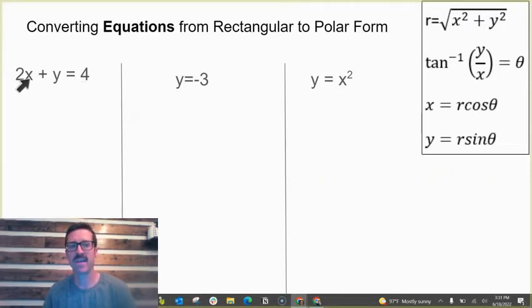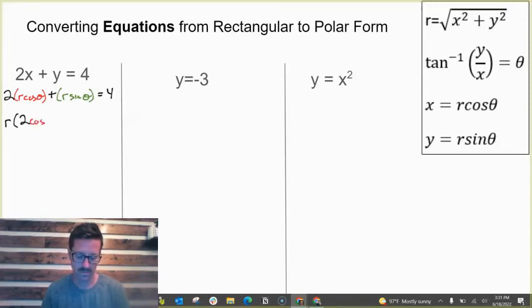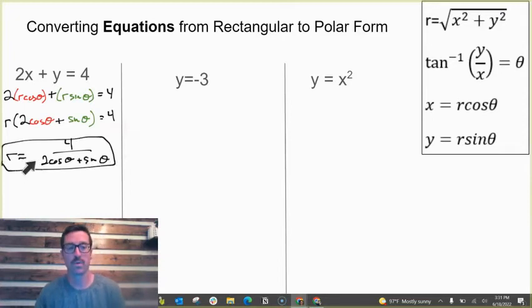And so what I know is that if I have an x, I know that x is equivalent to r cosine theta. So I can substitute that in. And then if I have a y, that's equal to r sine theta. And now we see in both terms, they both have an r. So I'm going to factor that r out to the front. And then lastly, I'm going to isolate the r by dividing by this stuff on both sides. So I'm going to have r equals 4 over everything. And this is actually going to be our polar form of this equation.